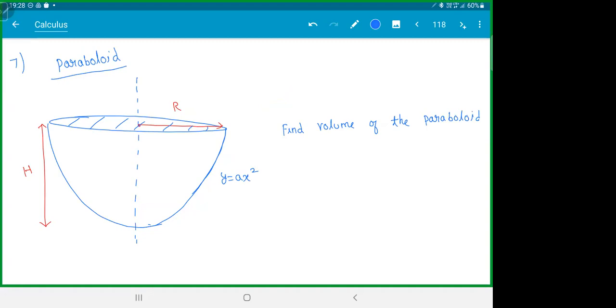In case you're getting confused, how does a paraboloid look? You have seen this shape. Did you ever see this when you take a bucket of water and rotate it? The water forms a bowl kind of shape. Whenever you rotate water, that shape is actually a paraboloid.